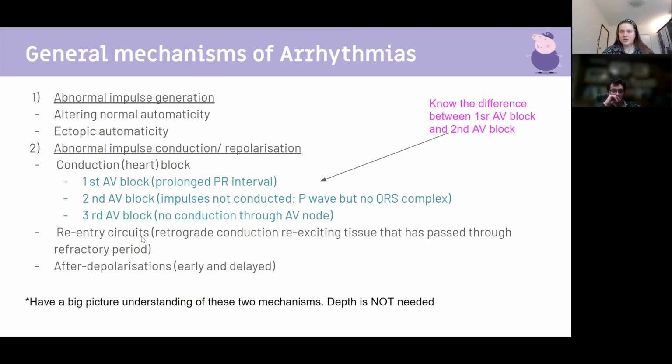In terms of conduction pathways, you also have problems with re-entry circuits, which I have a slide on, but it's super low yield. I don't remember it being tested at all. And you have a problem with after depolarizations. I have a slide on those two as well.